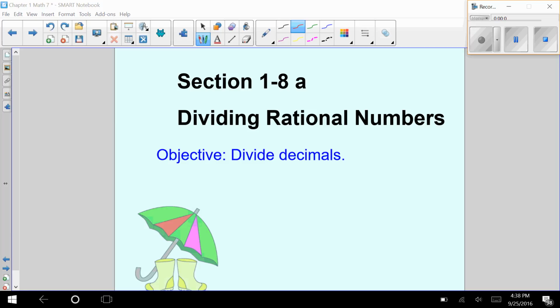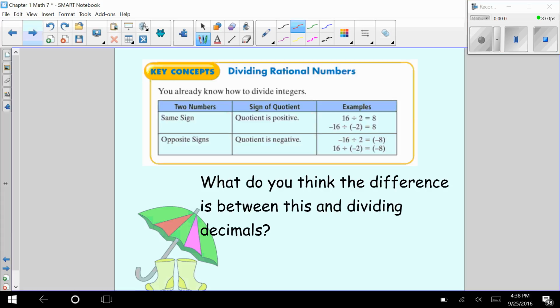Section 1-8A, dividing rational numbers. Our objective today is to divide decimals. A quick refresher, dividing rational numbers. We already know how to divide integers. If they have the same sign, the quotient is positive, and if they have opposite signs, the quotient is negative.